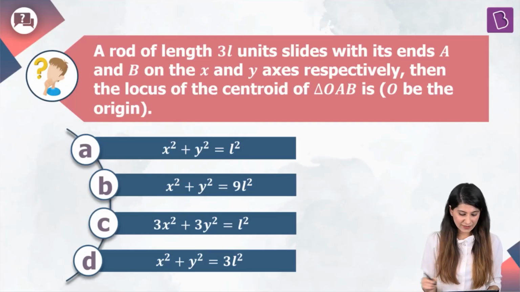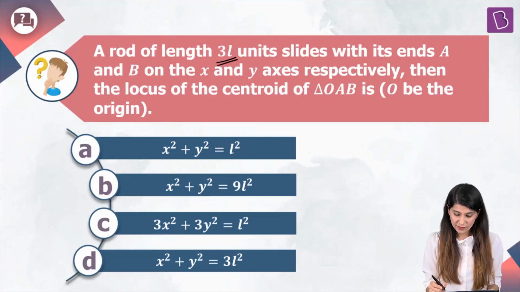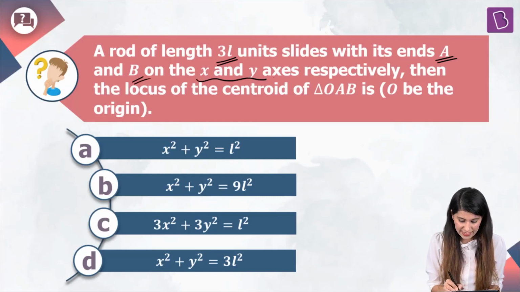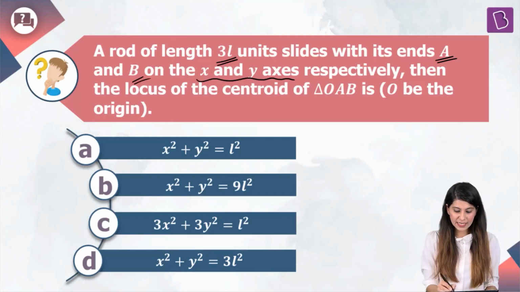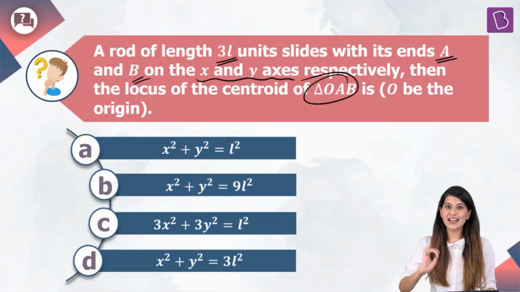In this question, it is given that a rod of length 3L units slides with its ends A and B on the x and y axes respectively. Then we are interested in the locus of the centroid of triangle OAB, where O is the origin. So let's understand slowly, gradually this situation visually.